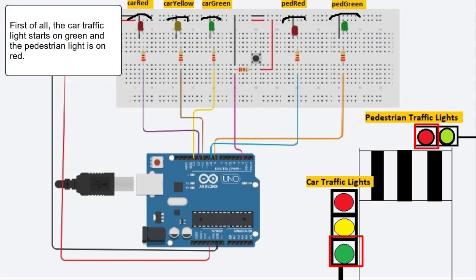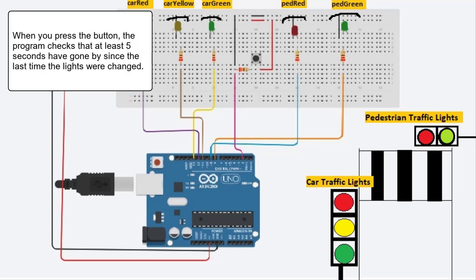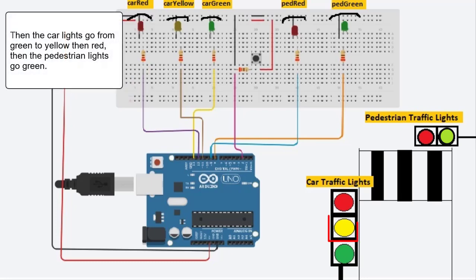First of all, the car traffic light starts on green and the pedestrian light is on red. When you press the button, the program checks that at least 5 seconds have gone by since the last time the lights were changed. Then the car lights go from green to yellow, then red, then the pedestrian lights go green.